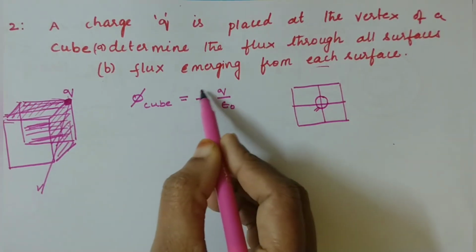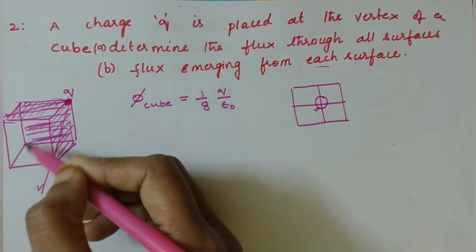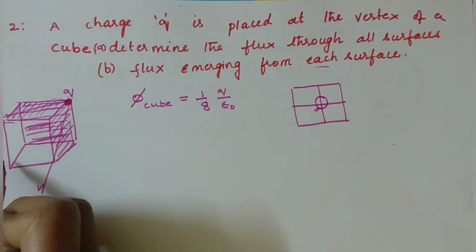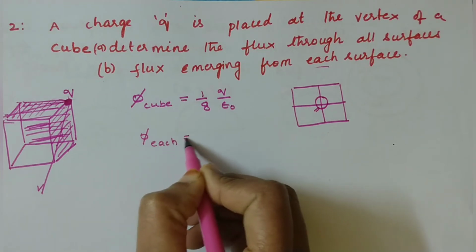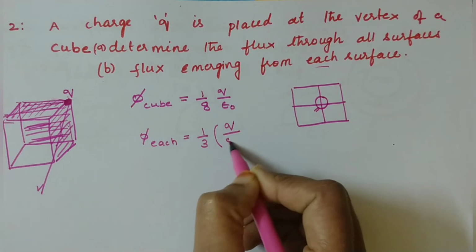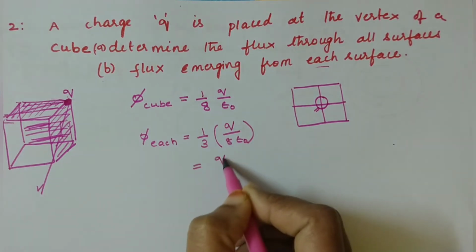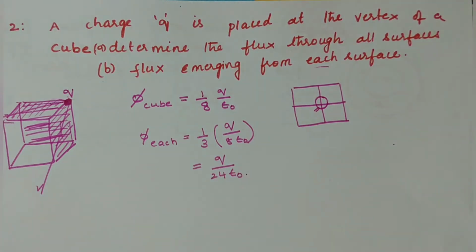So the remaining flux, that means this total flux, is distributed only for 3 different surfaces: the front surface, bottom and the side. So flux through each surface would be 1/3 of total, that is Q by 8 epsilon naught. So answer comes as Q by 24 epsilon naught.